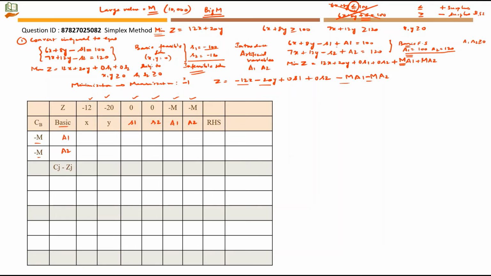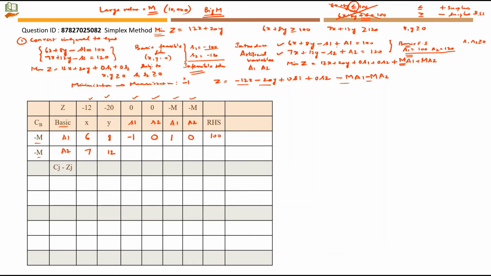Now we will get into the table. First constraint 6x plus 8y. So here the value is 6. Here the value is 8. S1 it is minus S, so in this case it is minus 1. Is there S2 variable in the first equation? There is no S2 variable, so we will place it as 0. A1's value will be plus 1 because it is plus A1. A2 is not present in the first equation. What is the right hand side? It is 100.